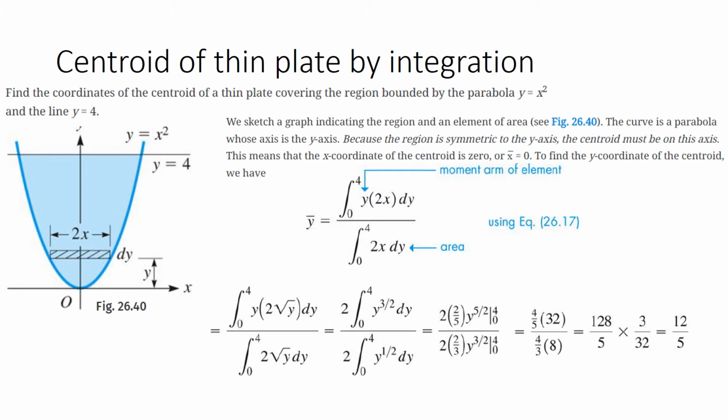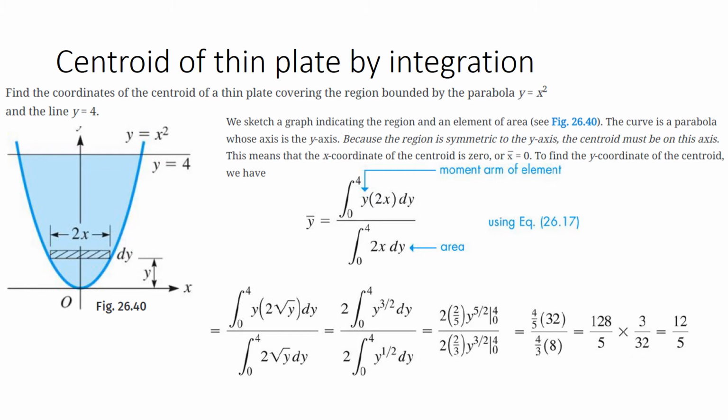So in the numerator, in the next step, I see that I've got 2, I pull the constant out, 2 times y to the 3/2 power. I've combined a y times a y to the 1/2 power, and that makes y to the 3/2 power. And I divide that by the integral of 2 times y to the 1/2 power. That's the square root of y.